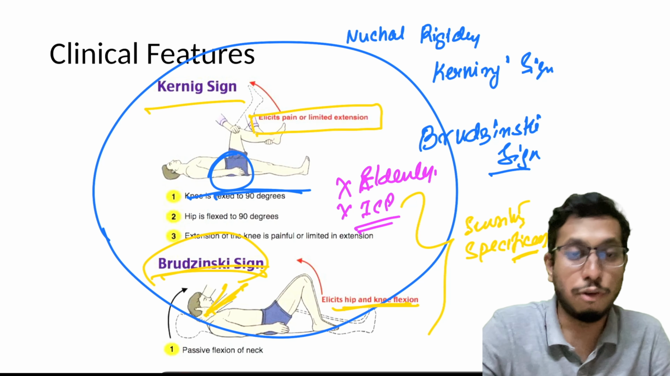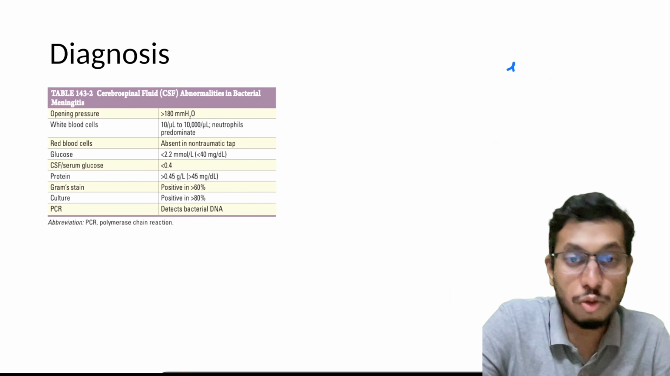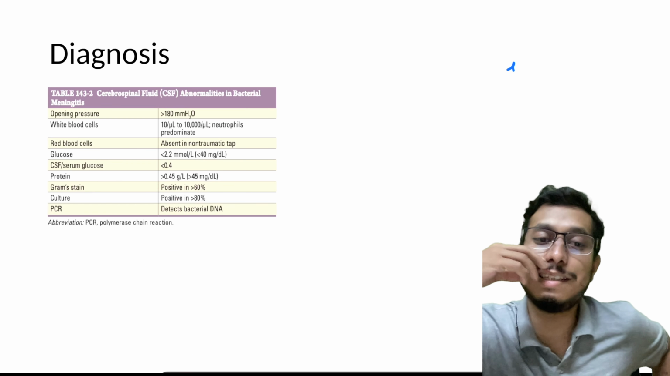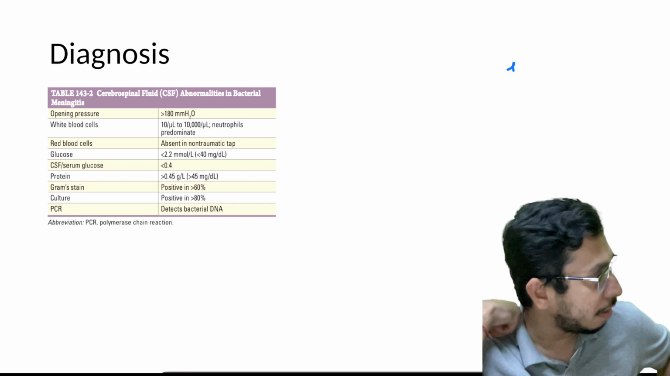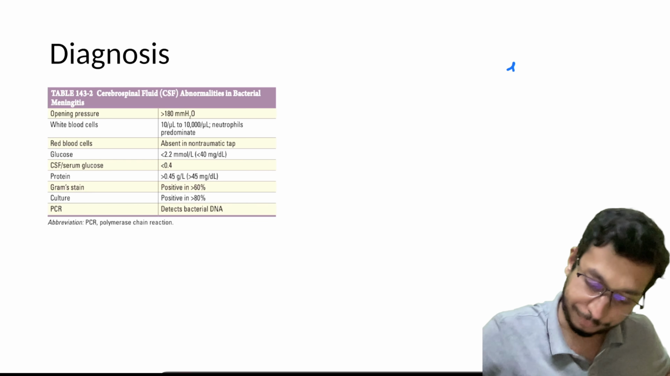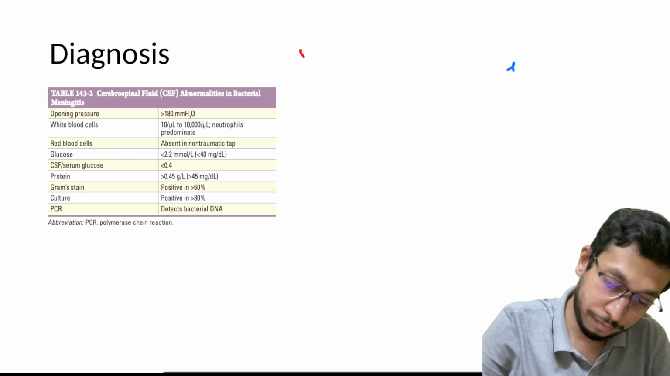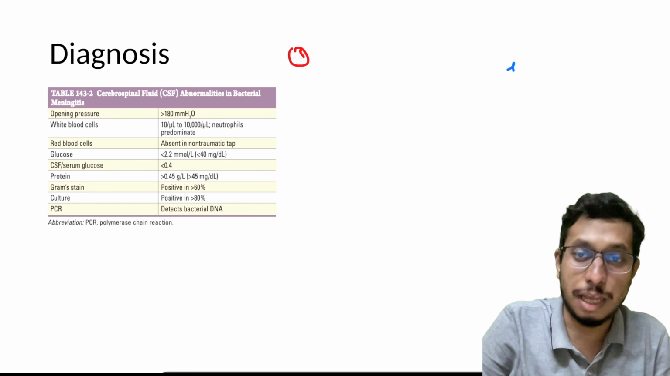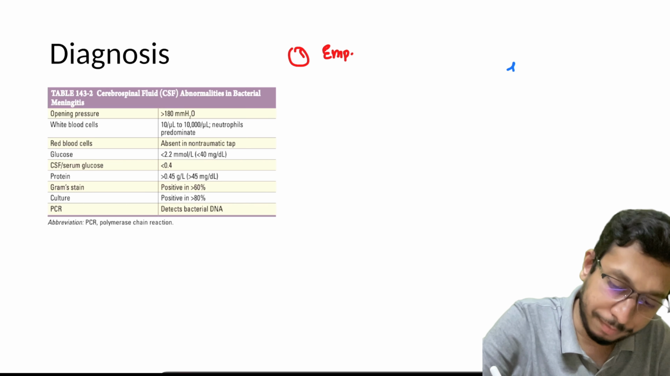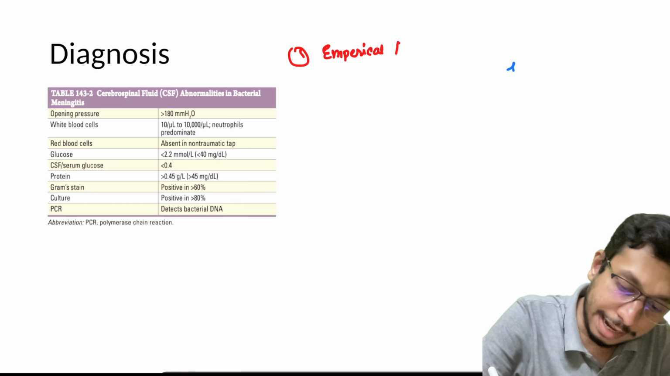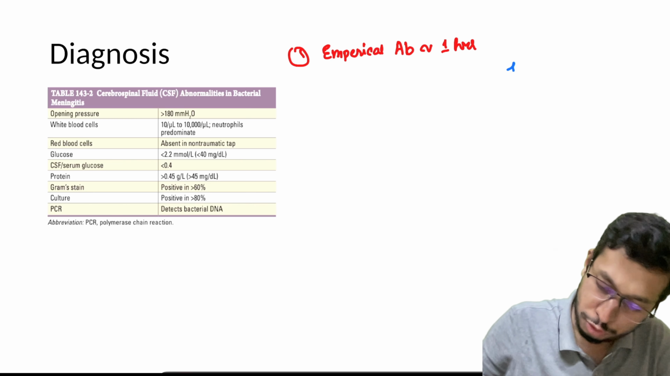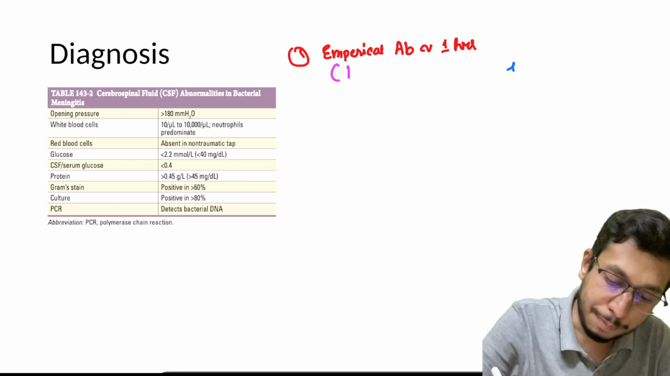Now coming to the diagnosis part. How do you make the diagnosis of the case? Remember, if your provisional diagnosis is meningitis, the first step involves immediate empirical antibiotic therapy, preferably within 1 hour. And what should you do before giving antibiotics? Collect blood culture.